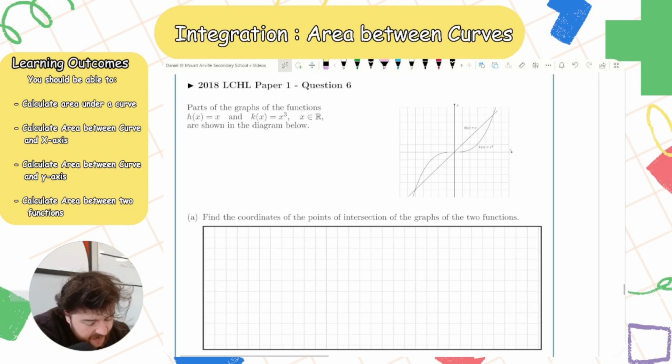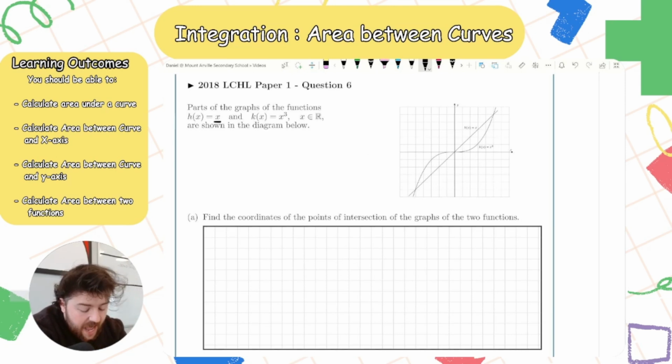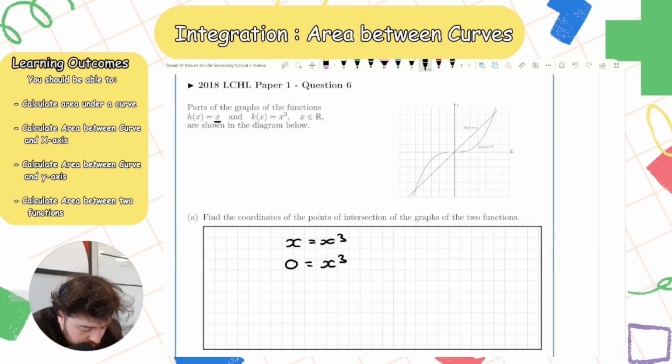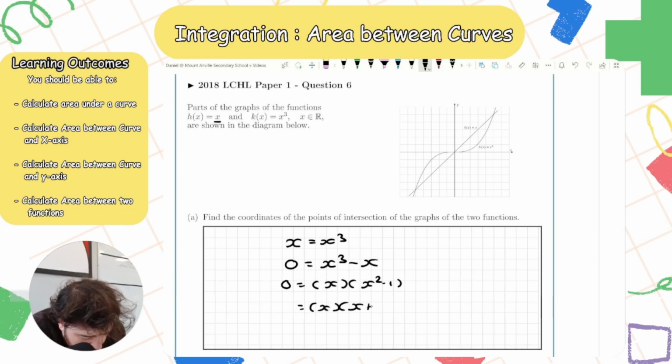Fine. Now here, 2018: find the coordinates of the point of intersection of these two graphs. h of x equals x and k of x equals x cubed. So x equals x cubed, bring them all to one side. 0 equals x cubed minus x. Factor out an x. I'm going to be left with x bracket x squared minus 1, which is x times x plus 1 times x minus 1.